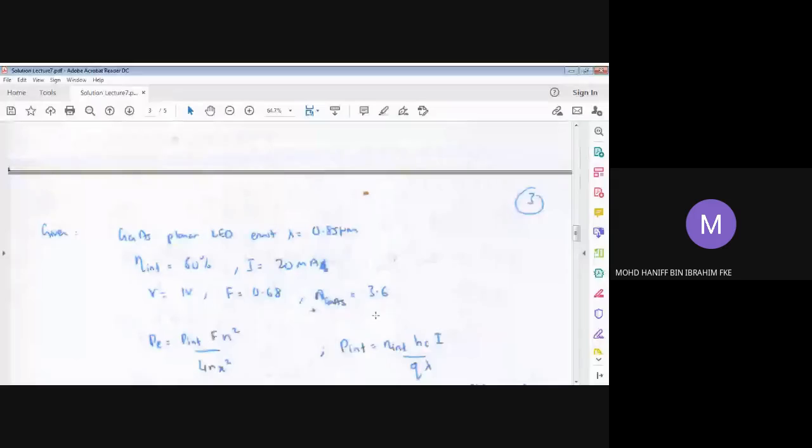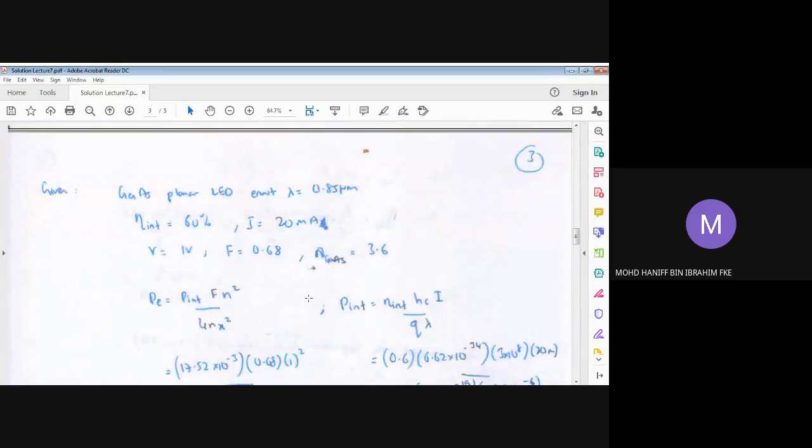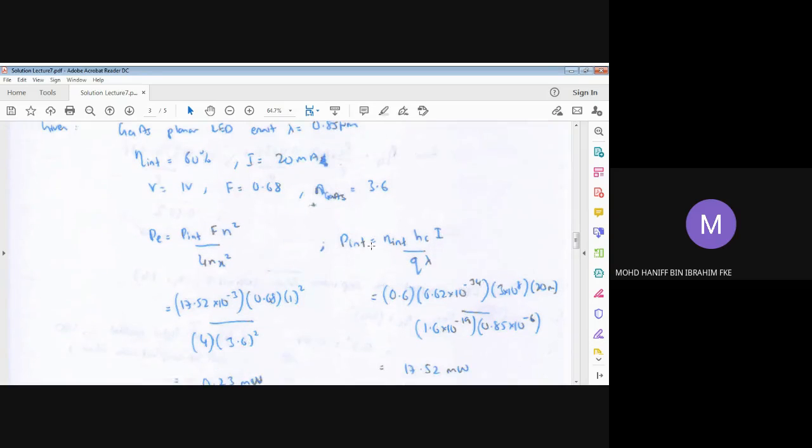Okay, so for this example, the information given here is: lambda is 0.85, eta internal is 60%, I is 20 milliamp, V is 1 volt, F is 0.68, and the refractive index of gallium arsenide is 3.6. Okay, so we can calculate the P in straight away, which is the internal power generated.